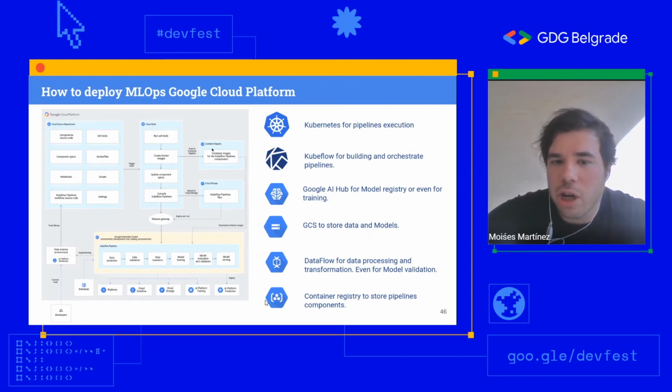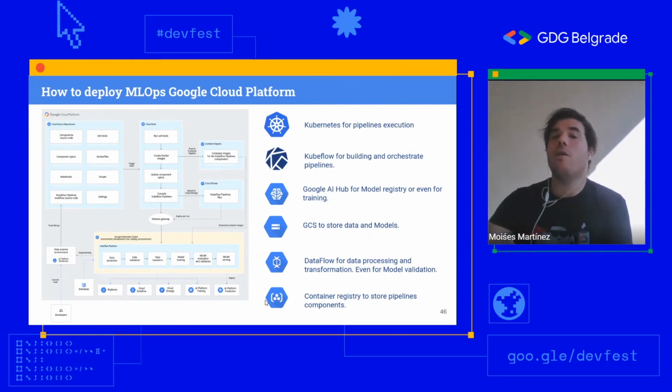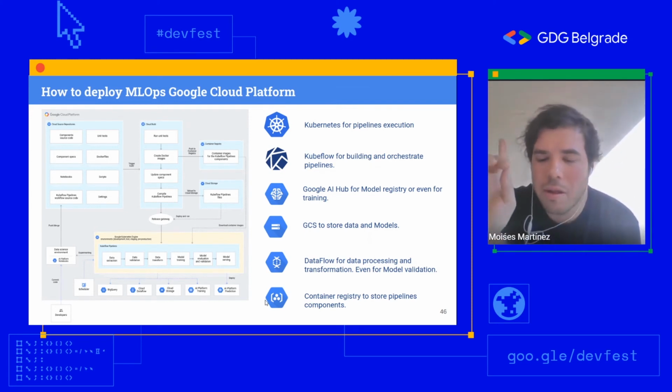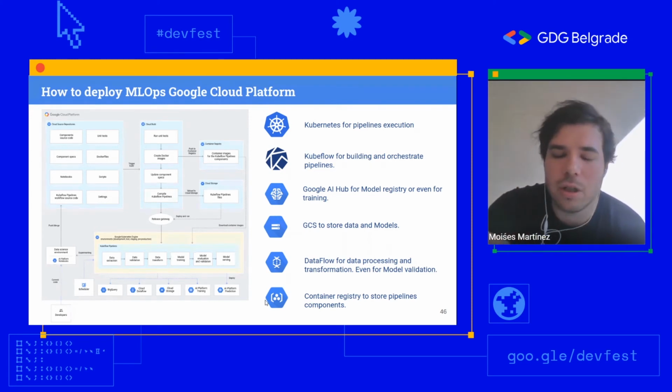Okay, we have the container registry, the storage, and we are going to use each container to execute all the pipelines and implement Google Kubernetes using Kubeflow. And this is the point. This is a machine learning operation in Google Cloud. Okay, but this is a bit more difficult.